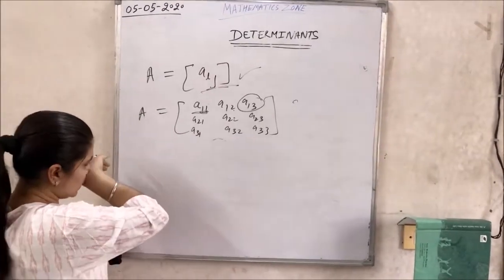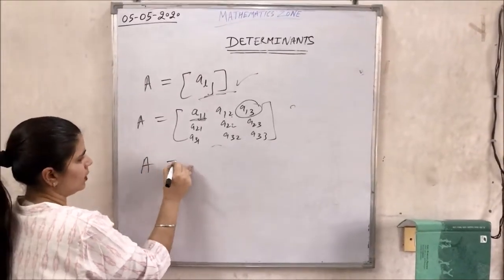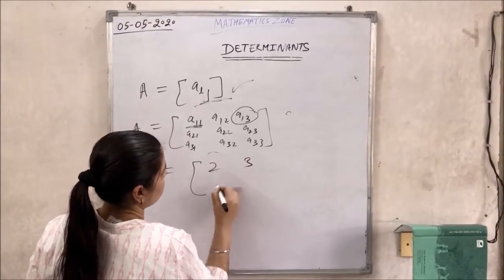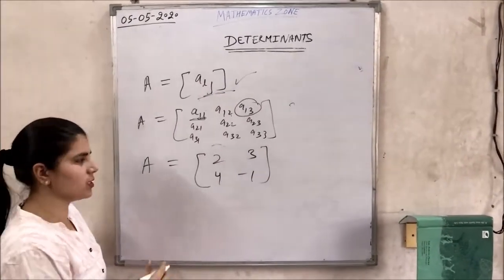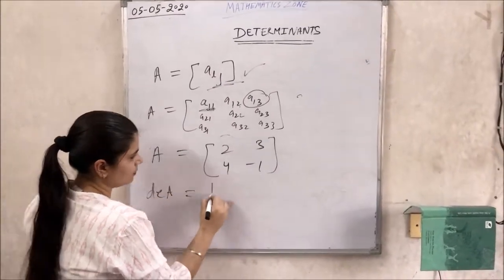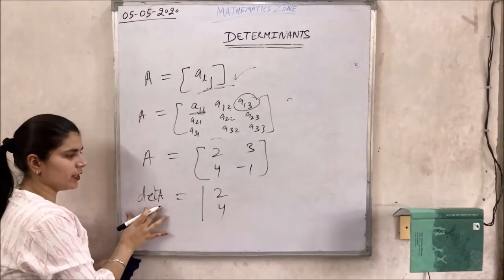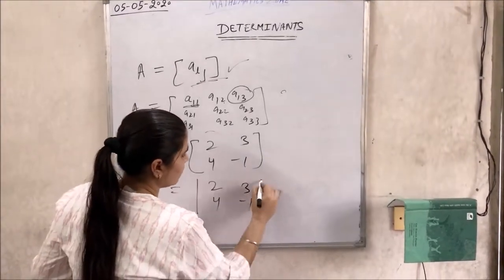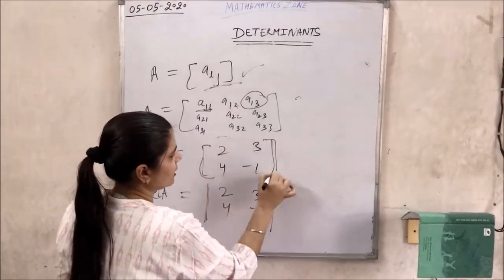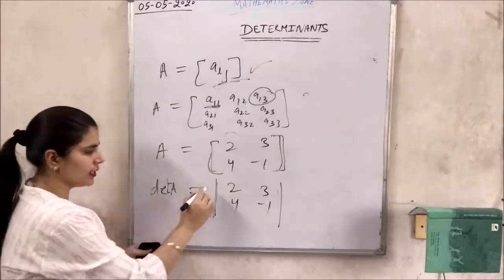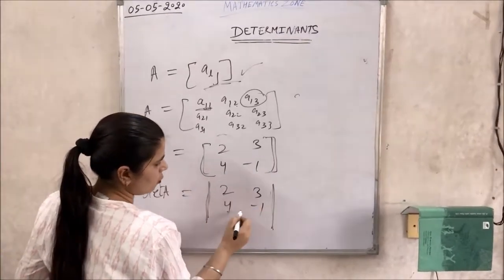Now I am going to discuss how to solve the determinant of A of second order. Let us suppose we have an example: 2, 3, 4 and -1. This is your matrix and you want to find its determinant. One thing I also want to mention is that the determinant of A is written with straight lines instead of brackets, because brackets indicate the matrix. Now the determinant of A is |2 3; 4 -1|.